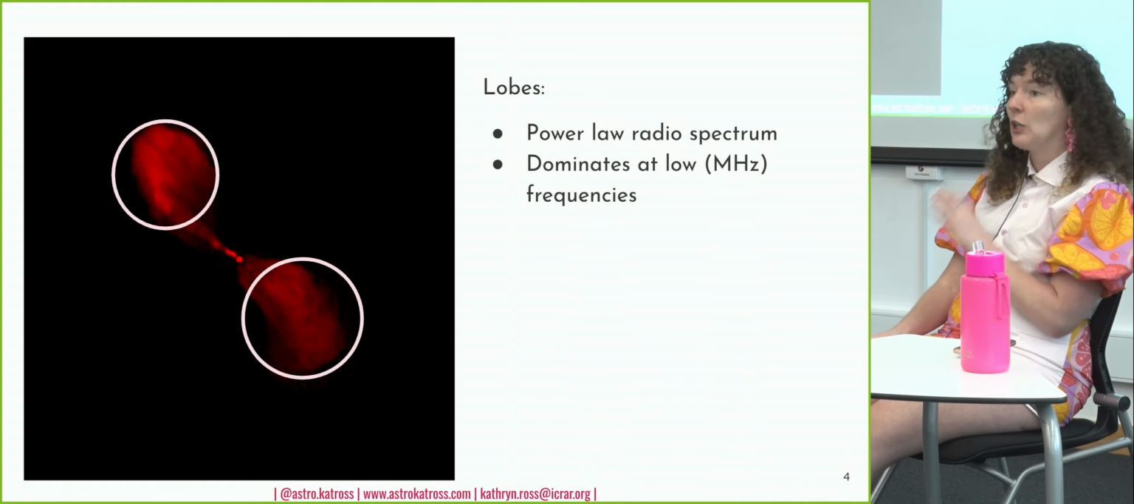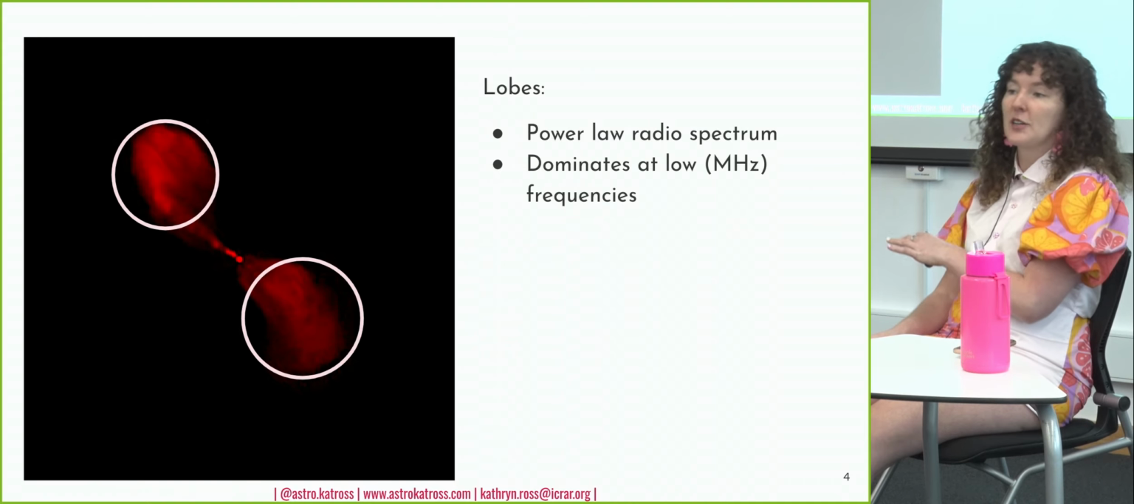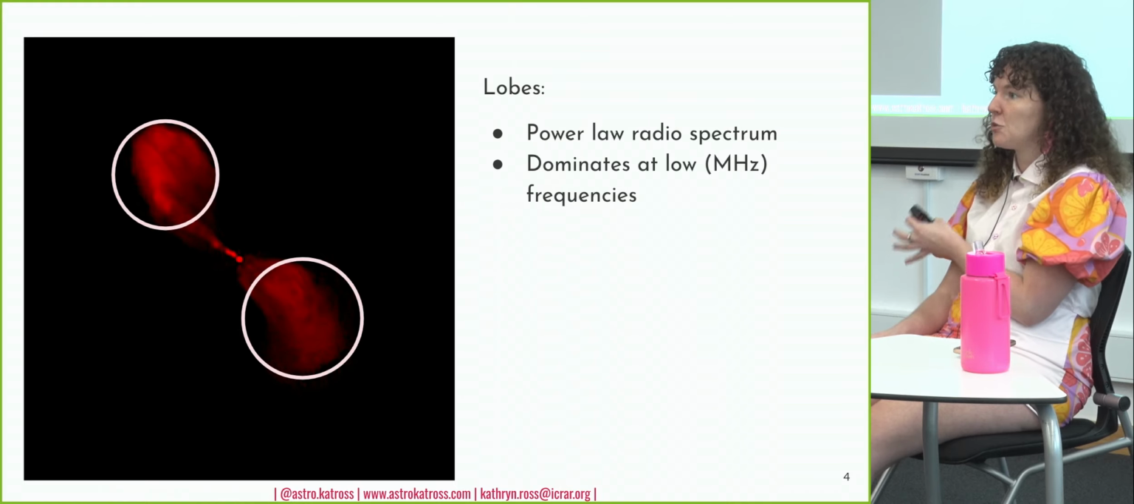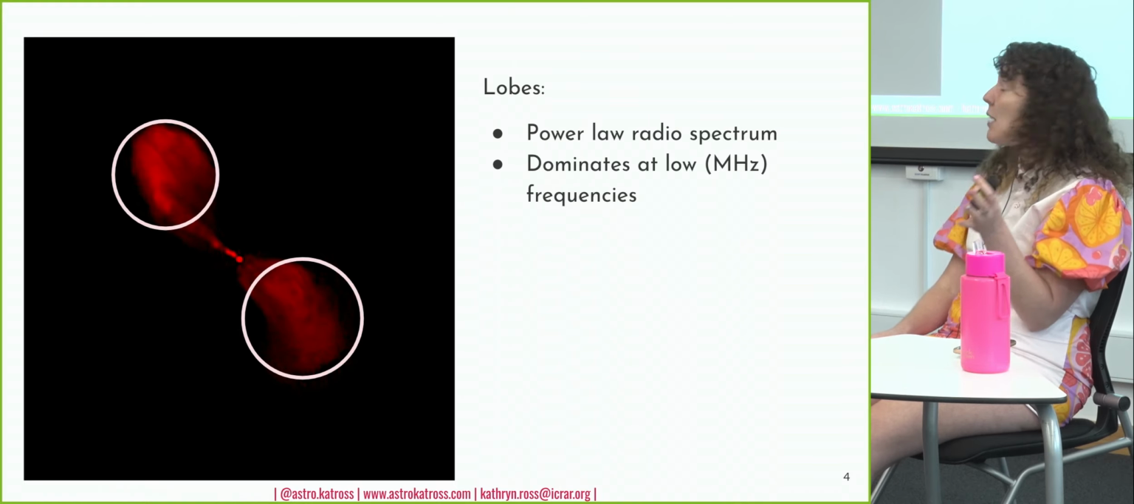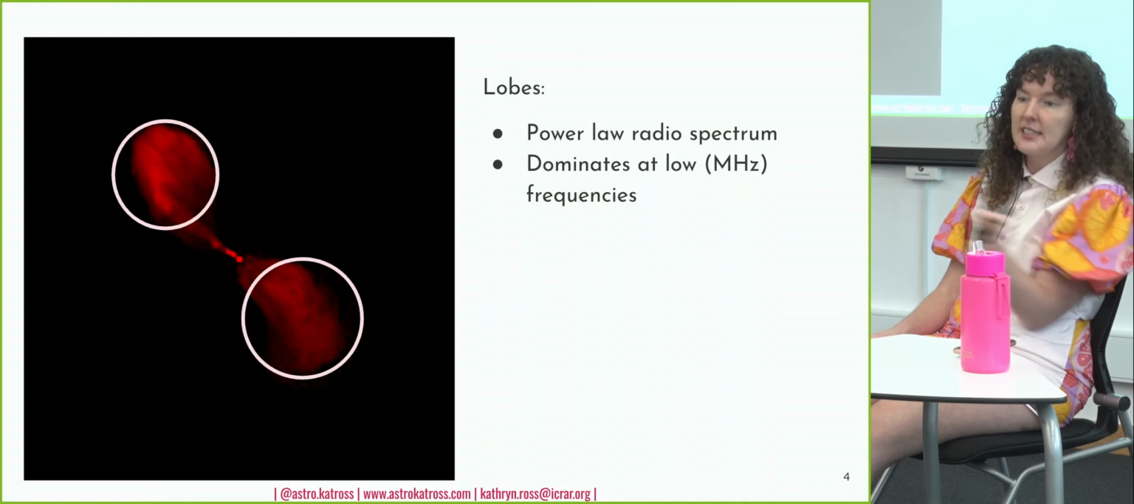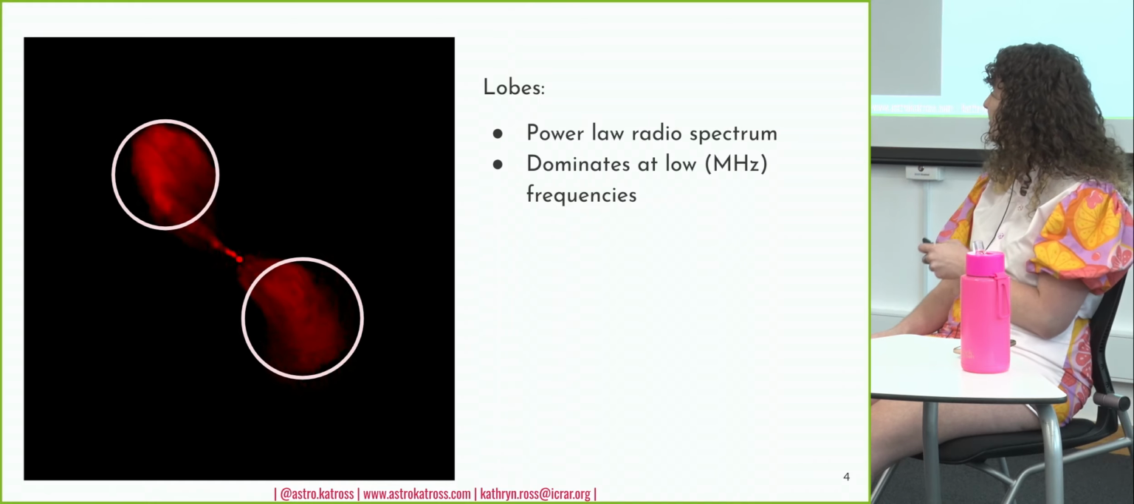Whereas if we look at the lobes, these big extended structures, they have a power law spectra where they're really bright at the very low frequencies and they get fainter and fainter towards the higher frequencies. So we're really dominated by the lobes and the extended structure at the very low frequencies, and as you move to higher and higher frequencies, you're dominated by closer into the AGN.